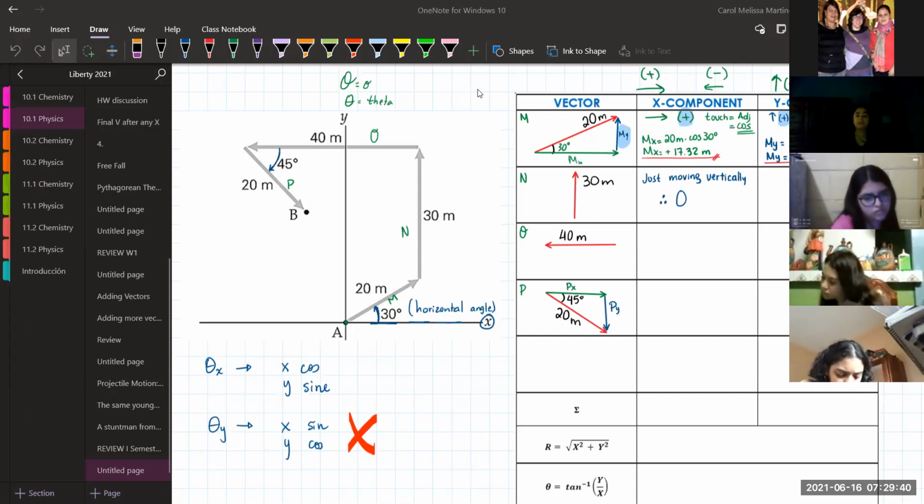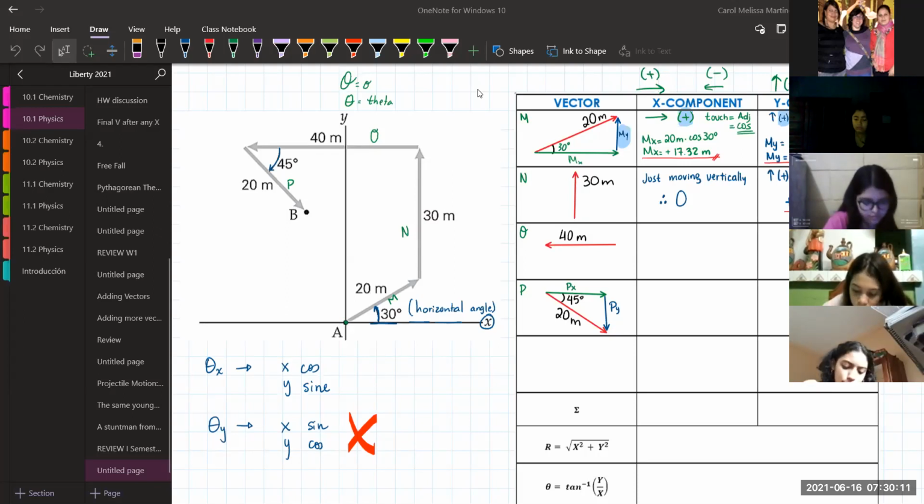Therefore, it's just 0. You could totally ignore this because it's not moving horizontally. Now, the vertical component is just the same vector with the sign indicating the direction. Because it's going up, my direction is going to be positive. So you're just going to write the vector will be plus 30 meters.